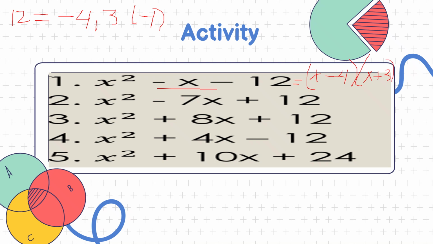Next, we have 12 also. We can use negative 4 and negative 3. Why? Negative 4 plus negative 3 is exactly negative 7. And when we multiply, it becomes positive. So the factors of x squared minus 7x plus 12 is x minus 4 and x minus 3.